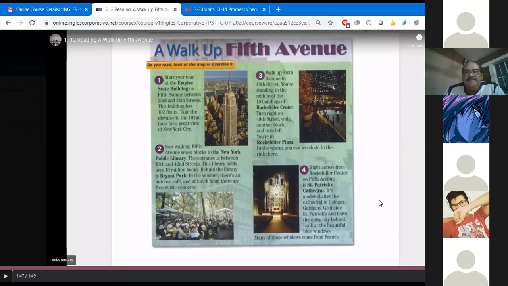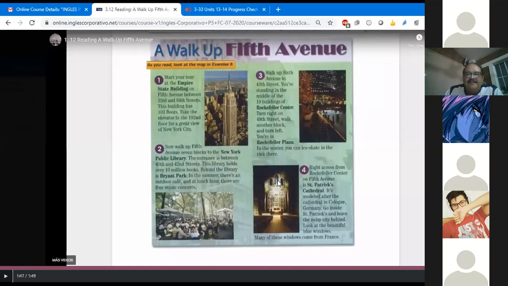And the rink, the number 3 says, in the winter, you can ice skate in the rink there. Rink es como un ring que hacen para pistas de patinaje, right? De hielo o del otro normal, right? So this is the rink. Y sale mi pobre angelito en esta pista. Ahí ponen el árbol de Navidad y todo eso, yes.